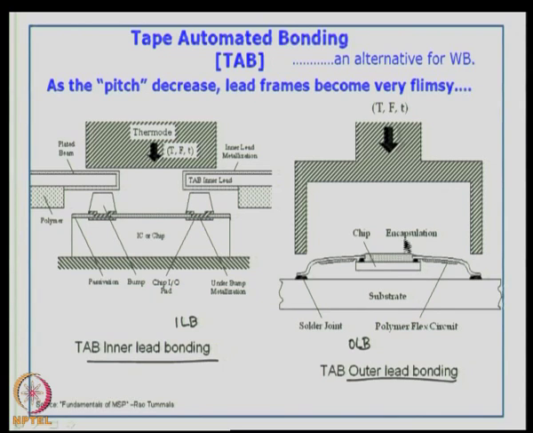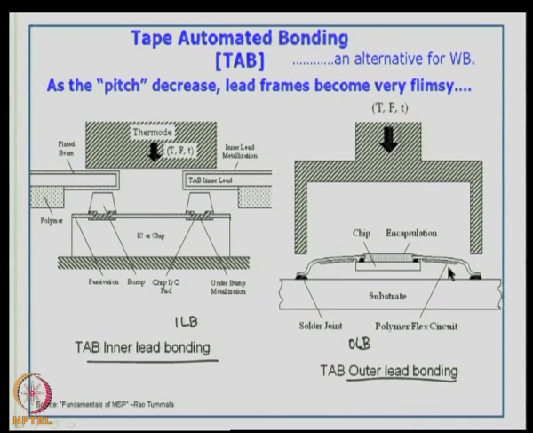So, this is what you call gang bonding, if you may call that. In one shot, various numbers of lead frames are bonded. This is known as outer lead bonding, and you can see here the original polymer tape which housed the lead frame is still present there.